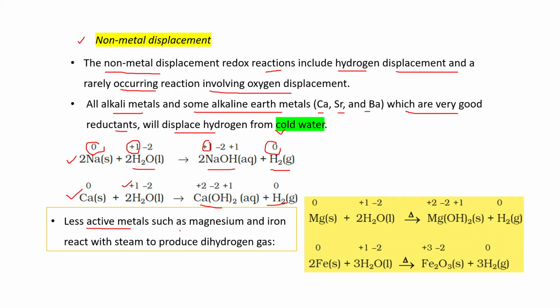Less active metals such as magnesium and iron react with steam to produce dihydrogen gas. See, this is magnesium reacting with water. Okay, and when heated, the water is in the form of vapors or steam. In the same way, this is iron. Change in oxidation number: iron 0 to plus 3, and for hydrogen plus 1 to 0.